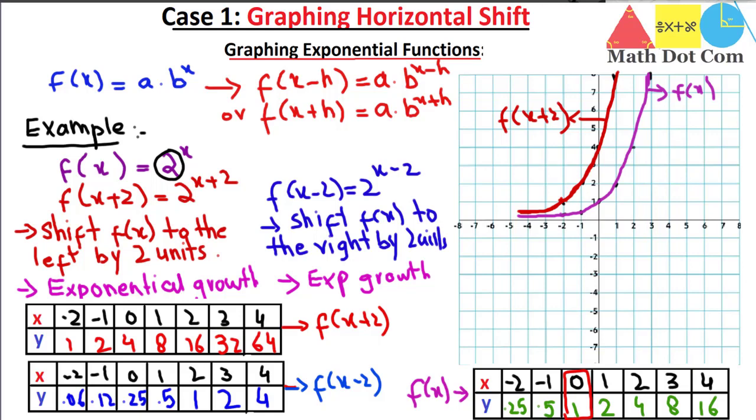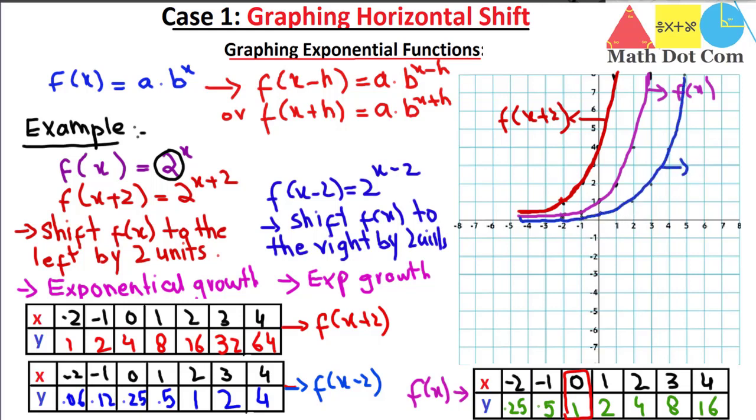The next one is f of x minus 2. Let's see how it will look. First of all, we'll plot the points: -2 and 0.06, so it will be a point somewhere here. Then 0.12, then here. Then we have 0 and 0.25, which is the y-intercept. Then (1, 0.5) is a point here. Then on 2, it will be 1. On 3, it will be 2. On 4, it will be 4. And on 5, it will be 8, somewhere here. If I join the points, it will look like this.